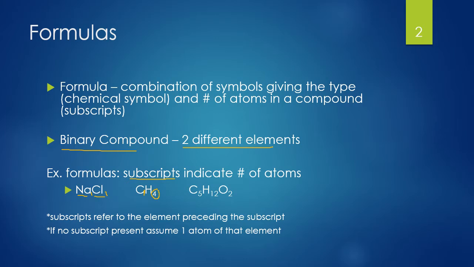The last example has 3 elements now. We have carbon, hydrogen, and oxygen. Once again, to figure out how many of each, we're looking at the subscripts. So 5 carbons, 12 hydrogens, and 2 oxygens.